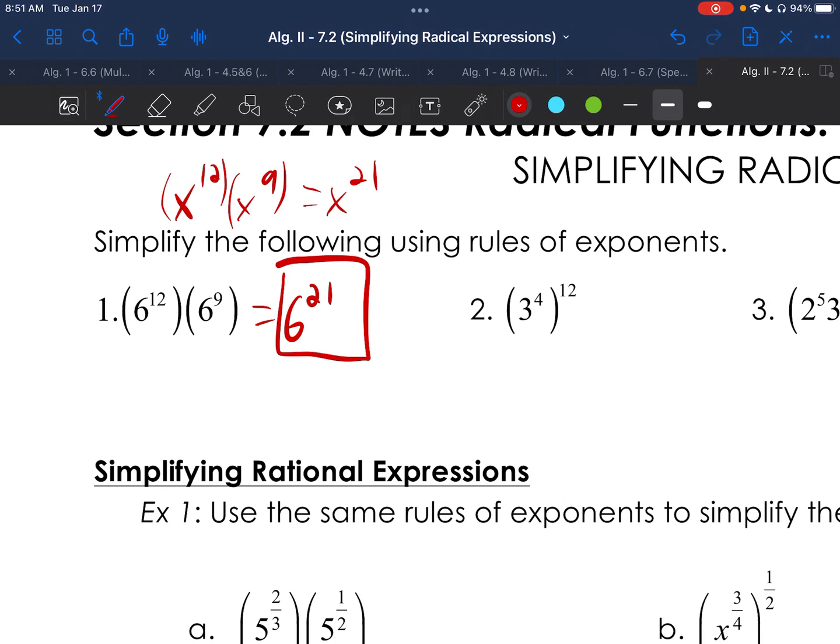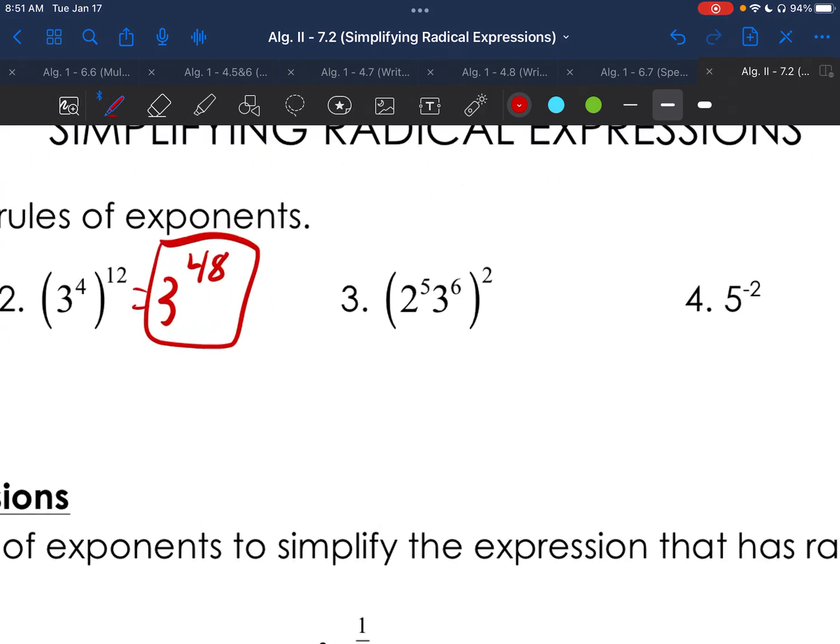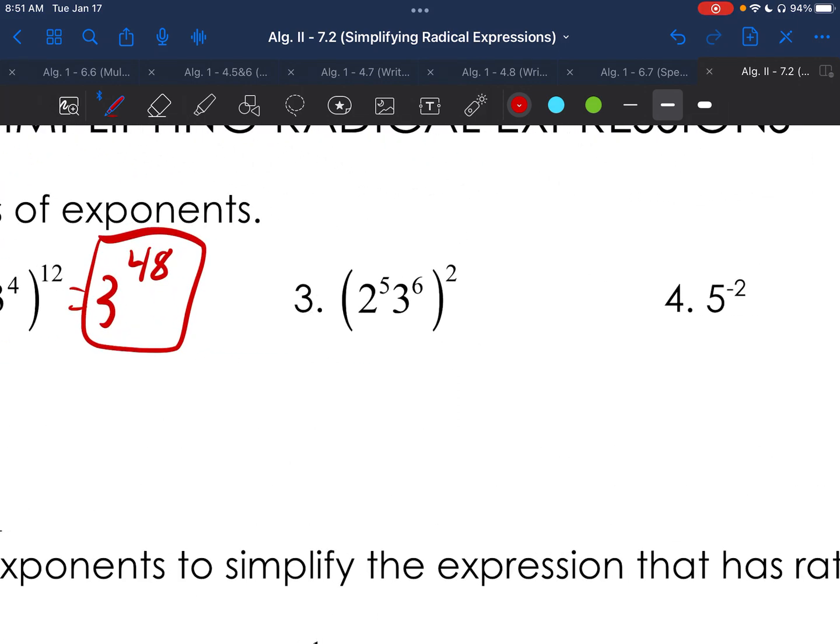Next, on example 2, 3 to the 4th to the 12th. When you have an exponent raised to another exponent, you multiply them together. So it's 3 to the 48th. On number 3, you have an exponent outside of the parentheses with multiple terms inside. So you do exponent times the exponent, and you get 2 to the 10th, 3 to the 12th.